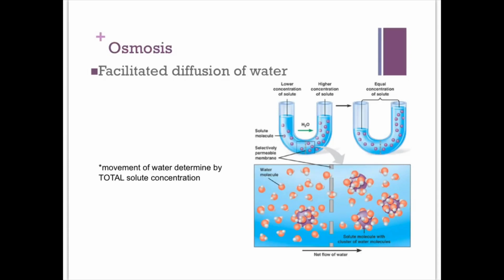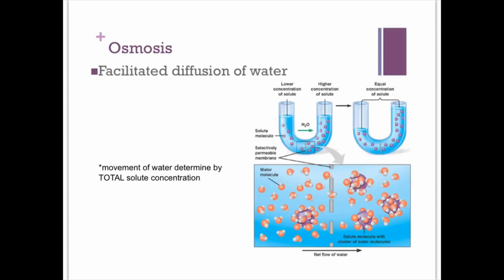Now, the way that water moves is determined by total solute concentration. Solute is anything that's dissolved in water. What I mean by total solute is that water doesn't look at, let's say, salt separately from glucose. It's just going to be determined by total solute concentration. I can see here that water always moves to dilute the higher solute concentration.